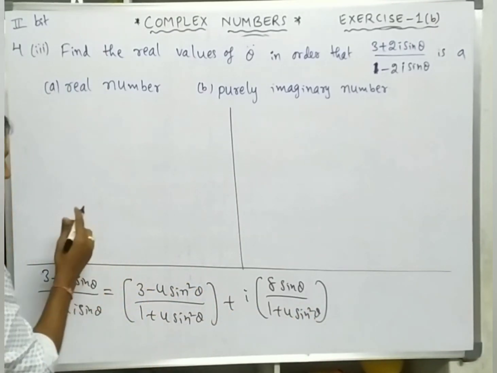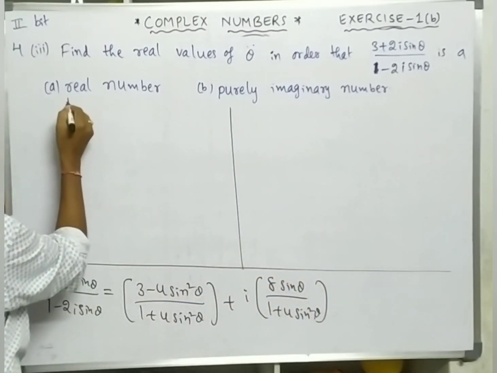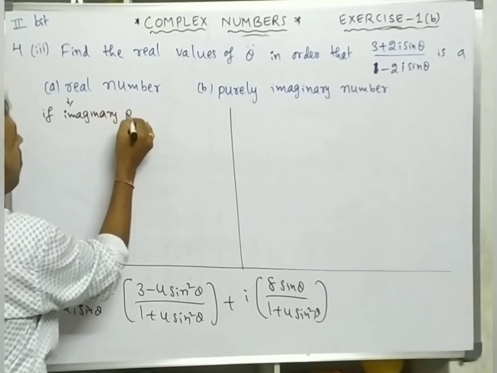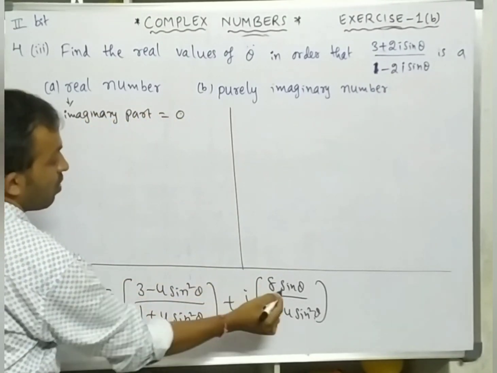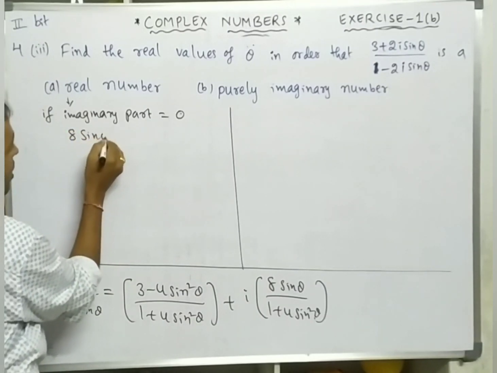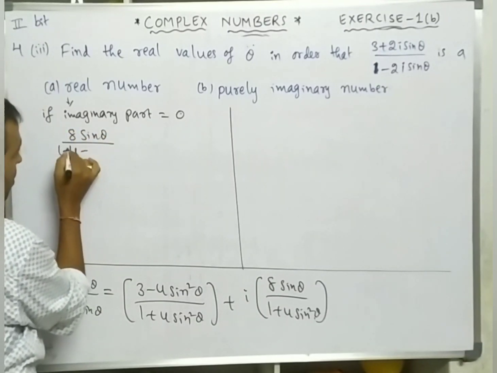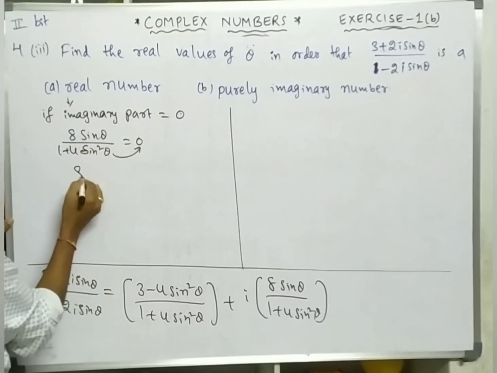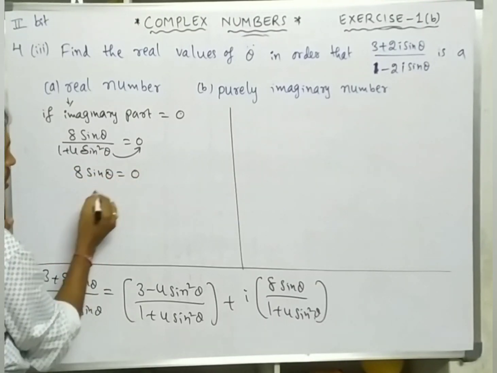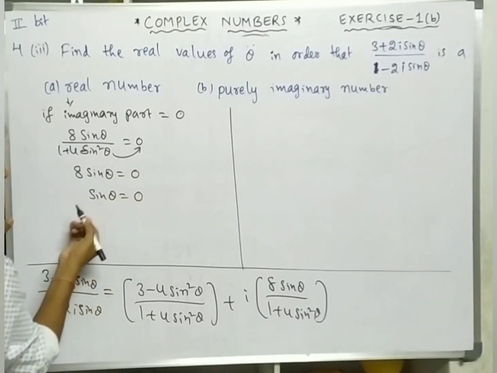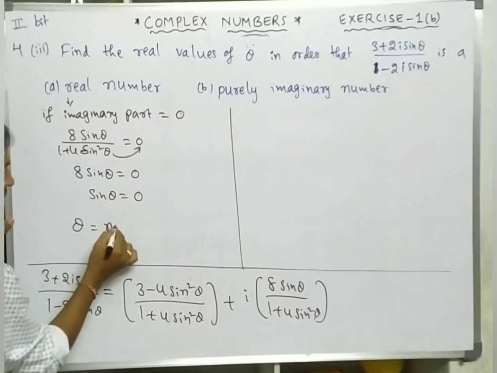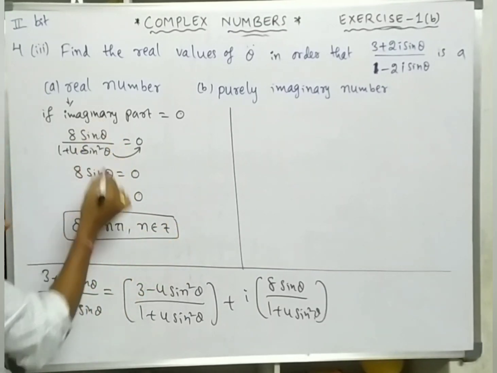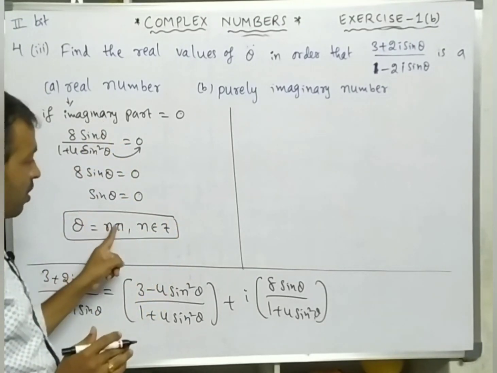So it is said to be a real number if the imaginary part is equal to 0. What is the imaginary part? 8 sin theta by 1 plus 4 sin square theta becomes 0. So bring to the right hand side, 8 sin theta becomes 0. So sin theta becomes 0. Whenever sin theta becomes 0, theta is equal to n pi, where n belongs to Z. So in this case, this becomes purely real if theta is equal to n pi.